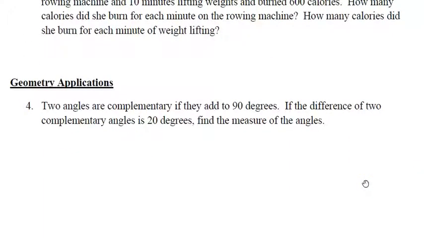All right, so here we're looking at some geometric applications. Two angles are complementary if they add to 90 degrees. If the difference of two complementary angles is 20 degrees, find the measure of the angles. All right, so we want the measures of both angles. So let my variables be the measures of each angle. So x will be the measure of the first angle, and y will be the measure of the second angle.